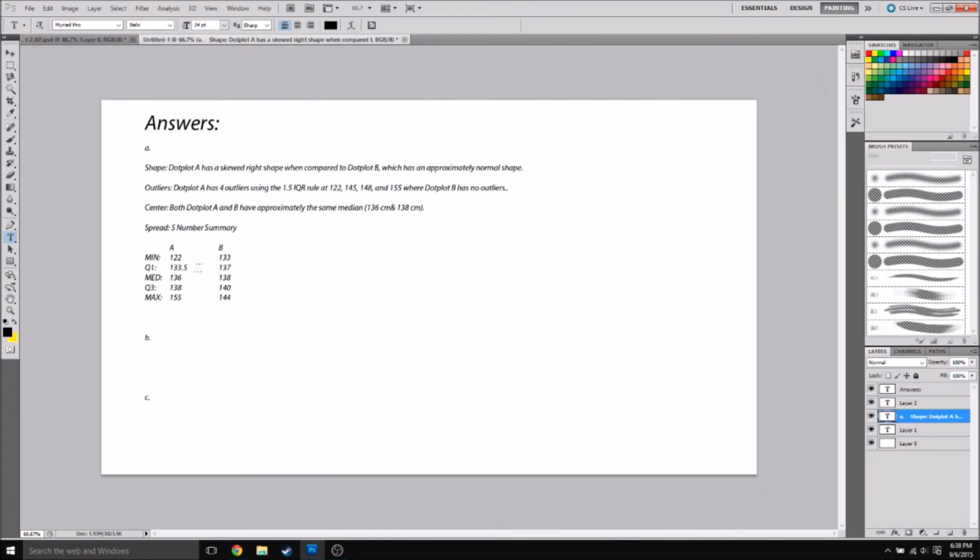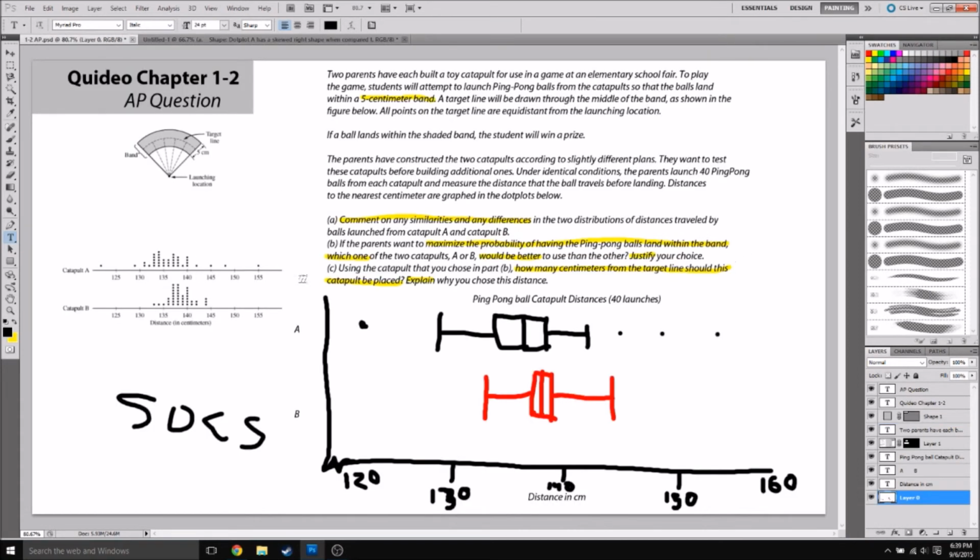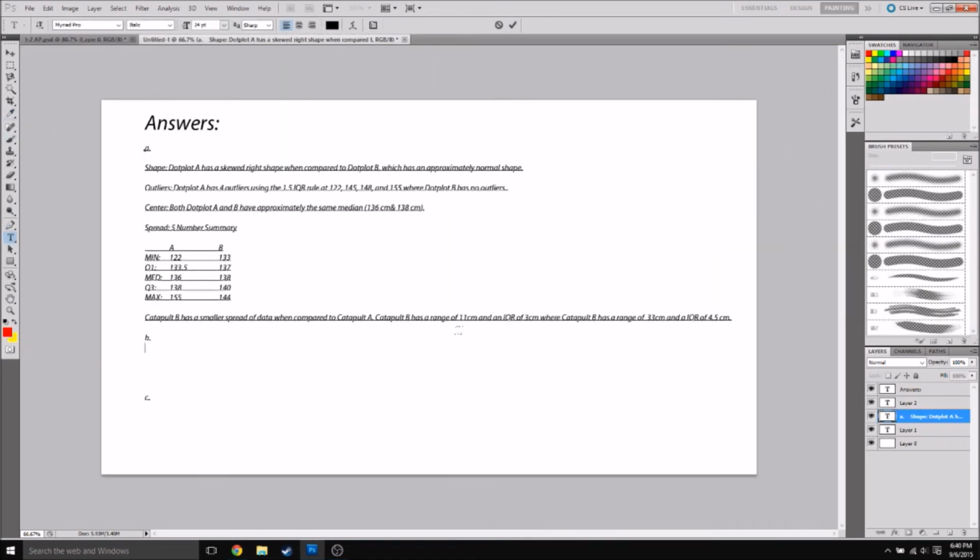And then using the catapult in part B, how many centimeters from the target line should it be? I said catapult B should be 138 centimeters away, since that would be the appropriate length for the most data taken to land. When I went back and counted, 30 out of the 40 ping pong balls landed in that 5 centimeter gap between 136 and 140 centimeters away. So that was the best choice in my opinion, where only 21 landed in catapult A's range of 5 centimeters. So overall, catapult A has the larger spread, catapult B has a smaller spread, and catapult B is the better choice to use for this.